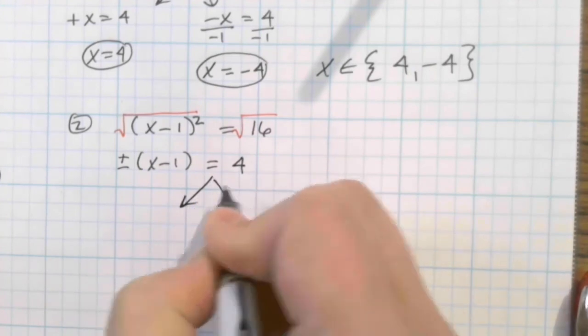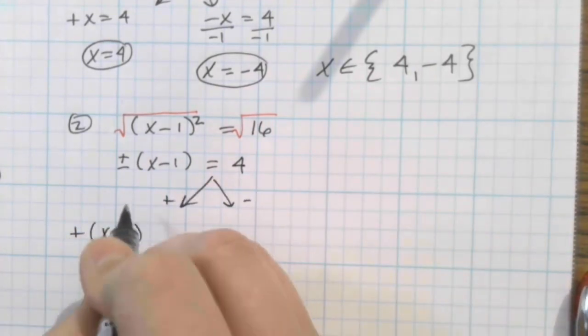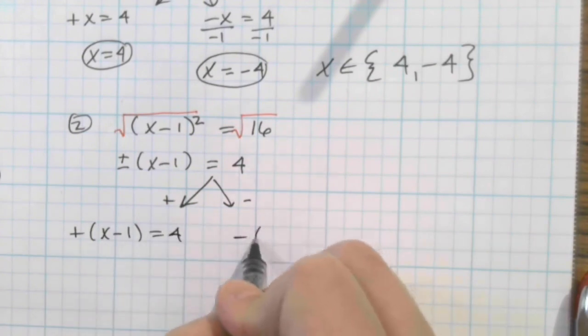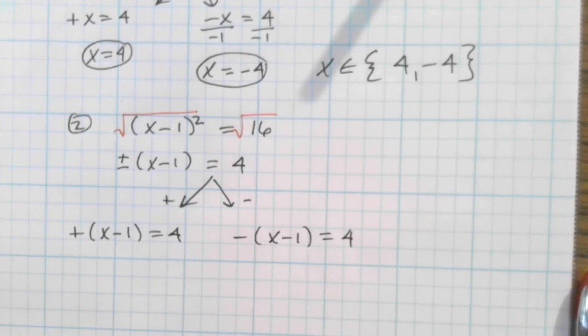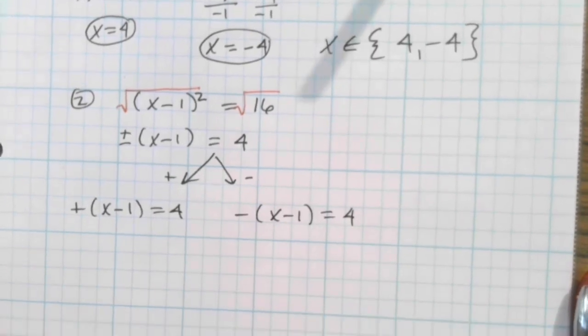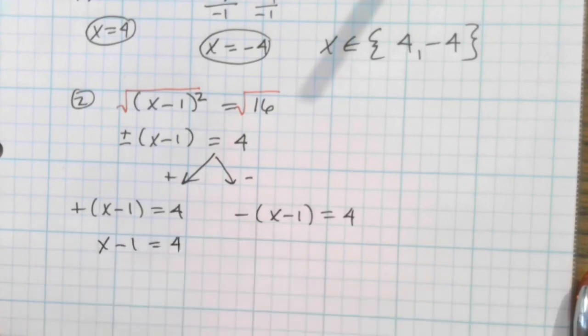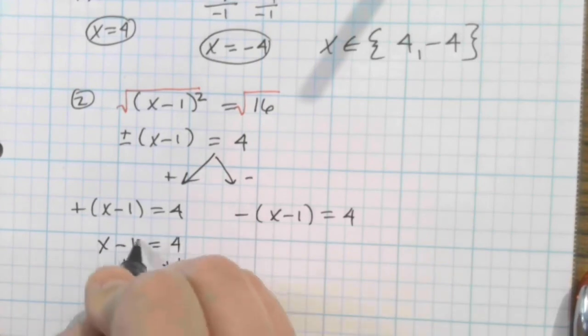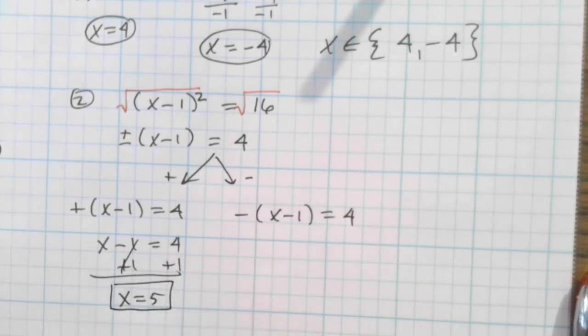So now we're going to split into positive and negative sides. Positive x minus 1 equals 4. Negative quantity x minus 1 equals 4. And solve separately. So on the left, when you distribute a positive, of course, nothing changes. We're just going to add 1 to the right. x equals 5.